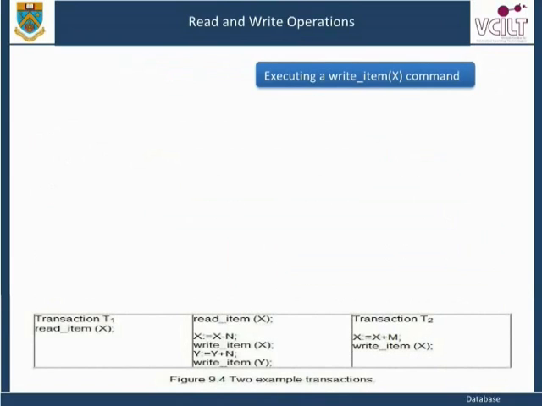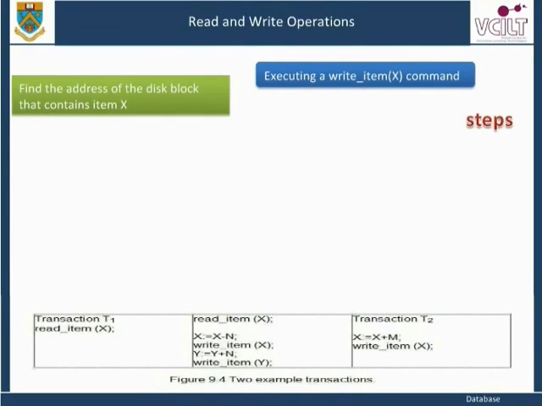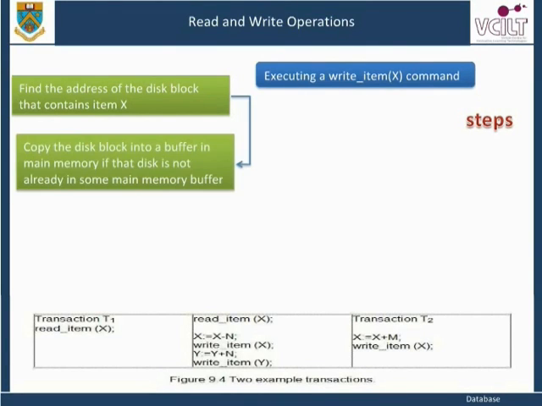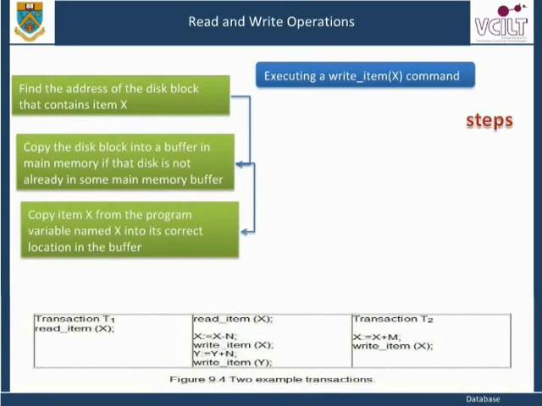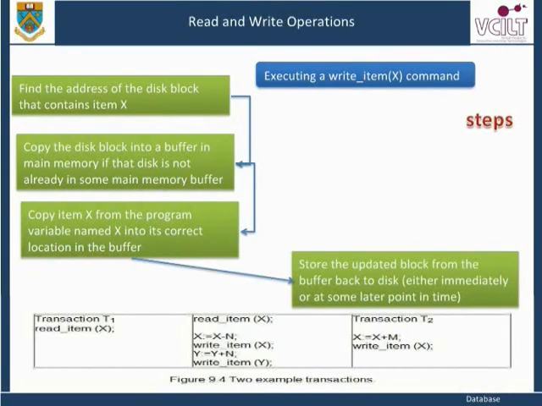Executing a write item X command includes the following steps. Find the address of the disk block that contains item X. Copy the disk block into a buffer in main memory if that disk block is not already in some main memory buffer. Copy item X from the program variable named X into its correct location in the buffer. Store the updated block from the buffer back to disk, either immediately or at some later point in time.